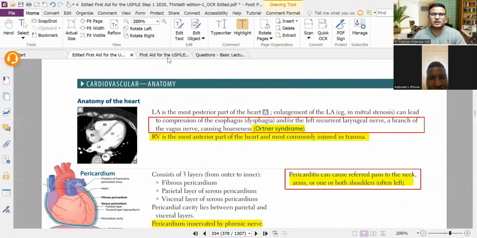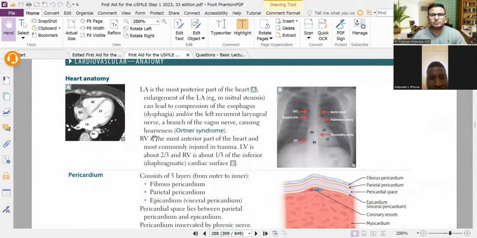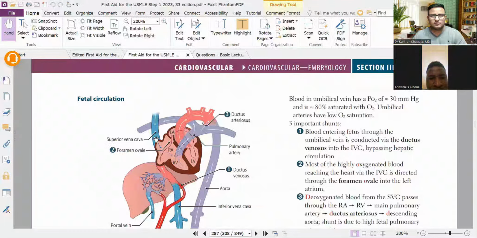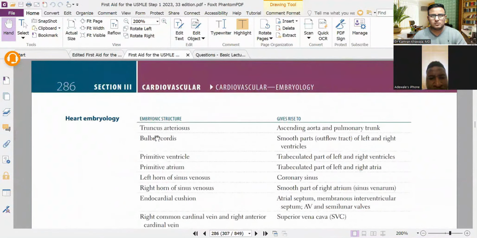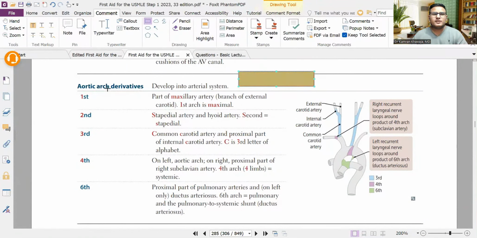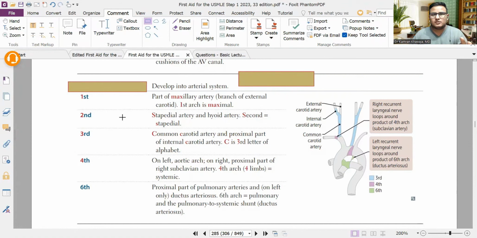Okay, is that clear? In the updated variant of 2023, there is another topic which we will study also, that is aortic arch derivatives. We will study the aortic arches in the reproductive section. Okay, what are the arches? There are different arches.